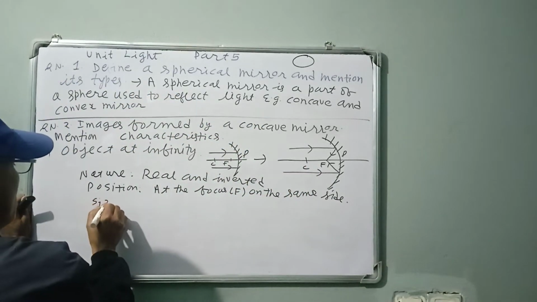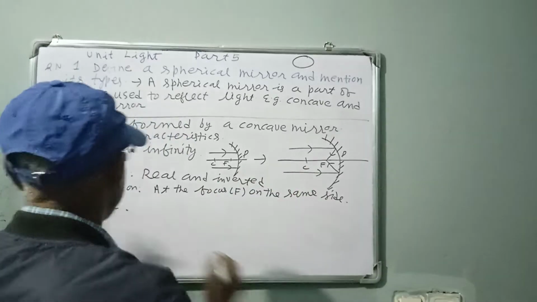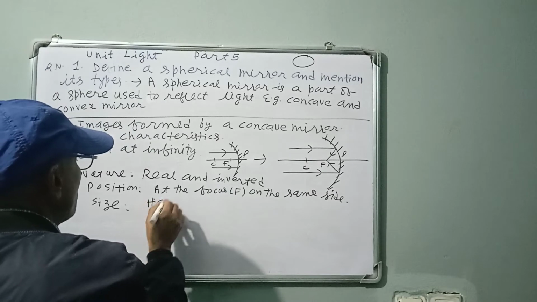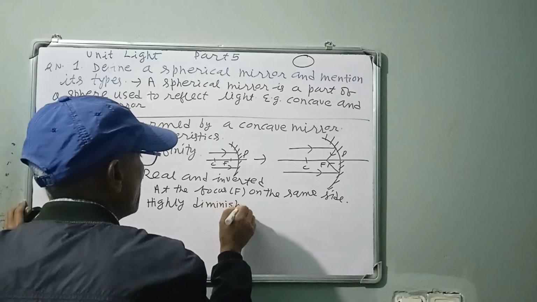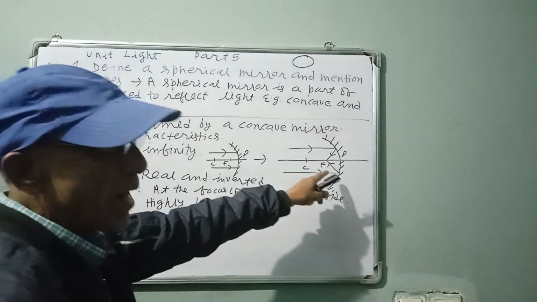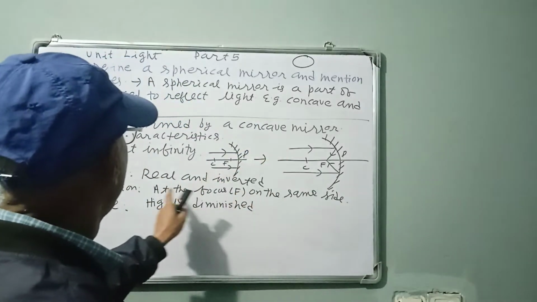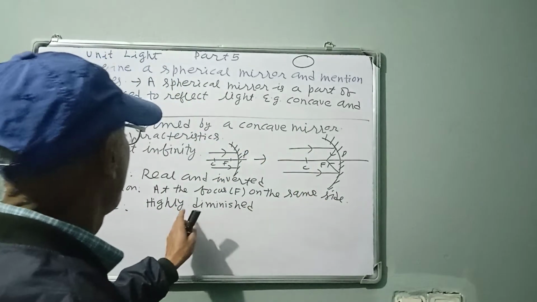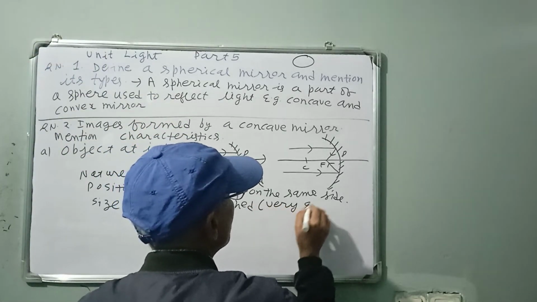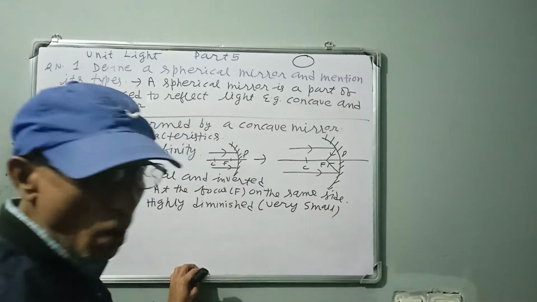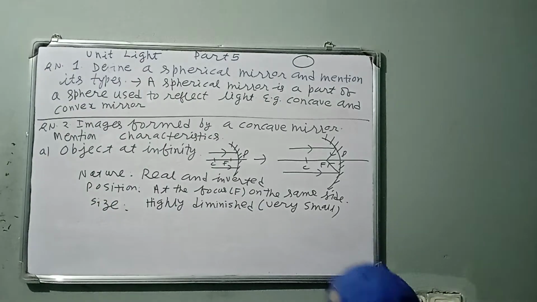Size. What is the size of the image? Very small. Highly diminished. Highly diminished image is formed at the focus. When an object is placed at infinity, a real, inverted and highly diminished, means very small, point image is formed at the focus on the same side. This is the first case.